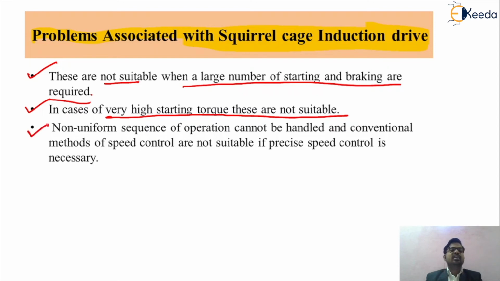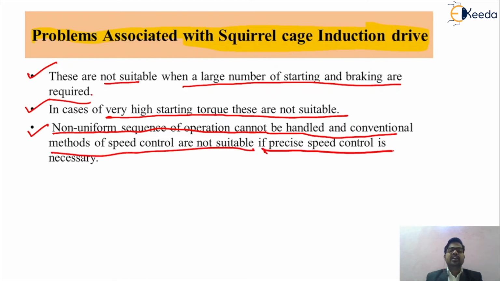Then the third problem associated is that a non-uniform sequence of operation cannot be handled, and conventional methods of speed control are not suitable if precise speed control is necessary. So friends, as we have seen, while we are using the conventional speed control methods, what are the different conventional speed control methods? So the conventional speed control method is pole changing.